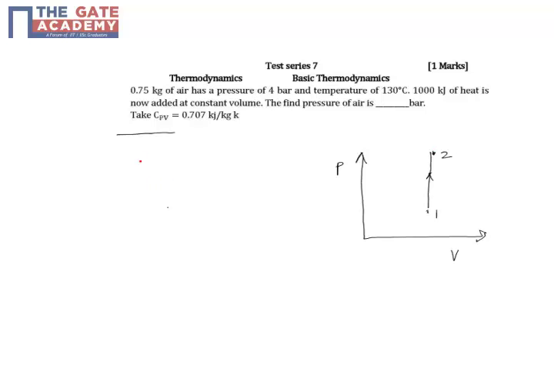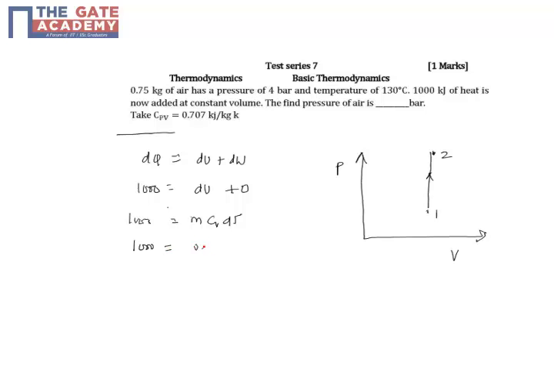Okay, so now applying the first law of thermodynamics, dq is du plus dw. So this is given as 1000 kilojoules. Work done is 0 because it's a constant volume process. Now du for any ideal gas is mCv delta T. Okay, and this is 1000. In any process, irrespective of the process, the change in energy for ideal gas is mCv delta T.